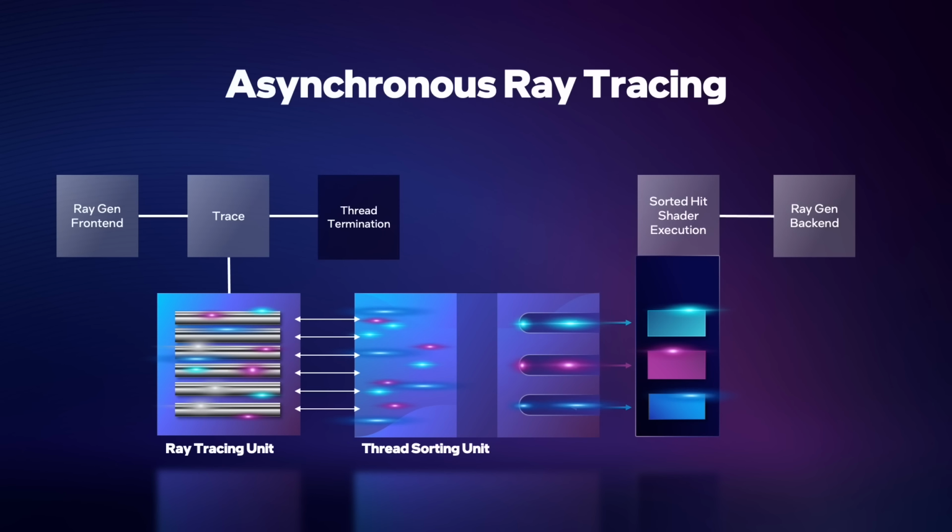Asynchronous ray tracing. On the front end, we have ray generation, where you're creating the structure of how many rays you have. It's got the origin, the direction, a bunch of metadata, and that's your work set. Then that gets issued and run on our ray tracing unit.